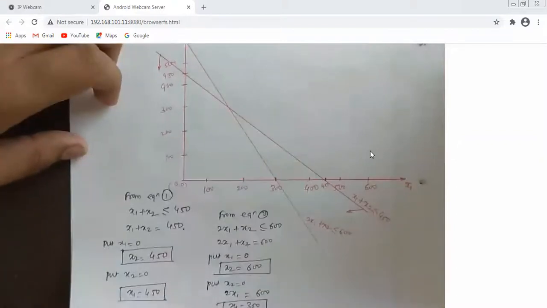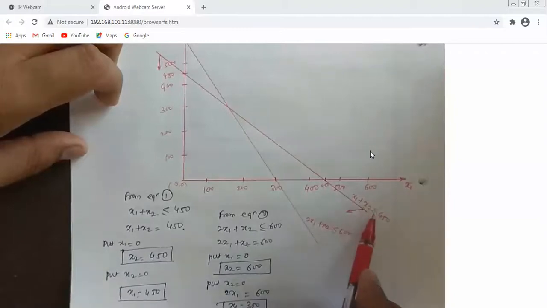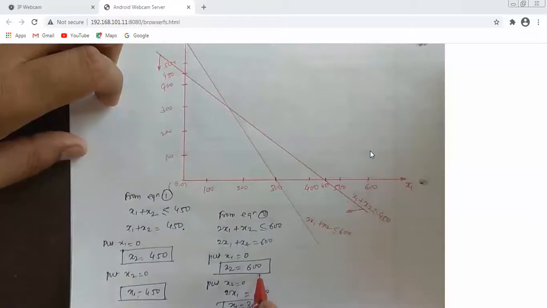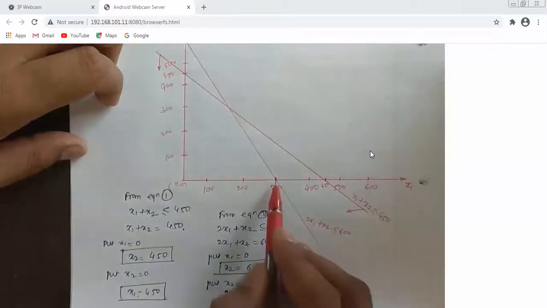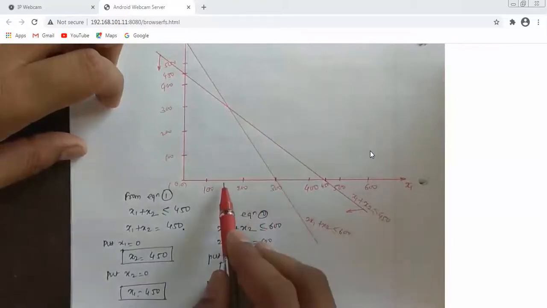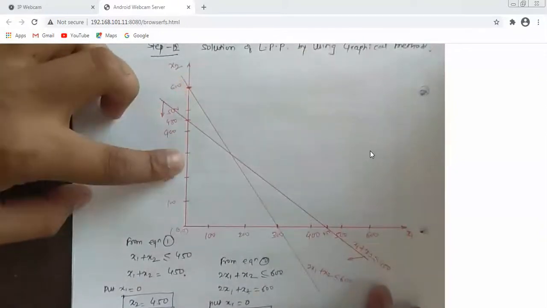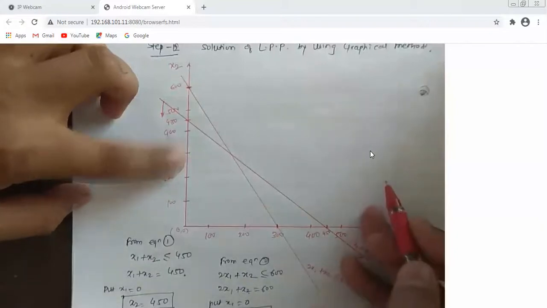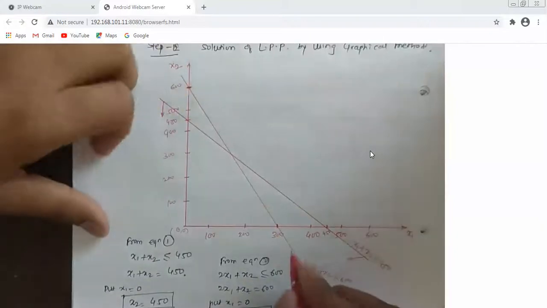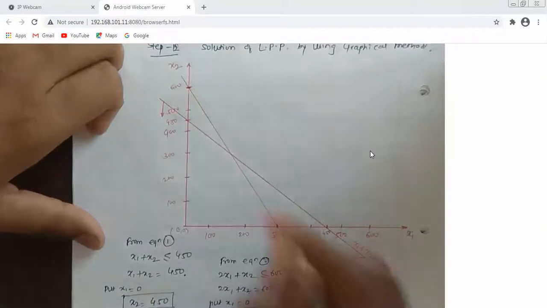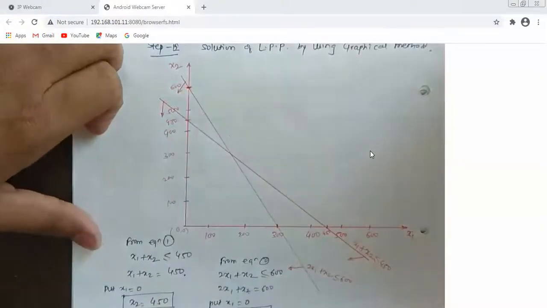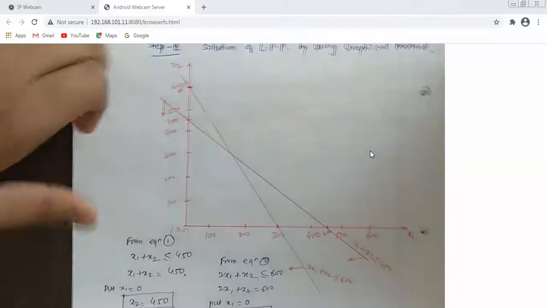Okay. Now similarly, see, from equation 2, what is equation 2? 2x1 plus x2 is less than or equal to 600. From that we get x1 is 300 and x2 is 600. It means the value of x1 is either 300 or less than 300. Similarly, the value of x2 is either 600 or less than 600. It will not go beyond 300 and beyond 600. So again, we can say that the solution will be towards the origin.